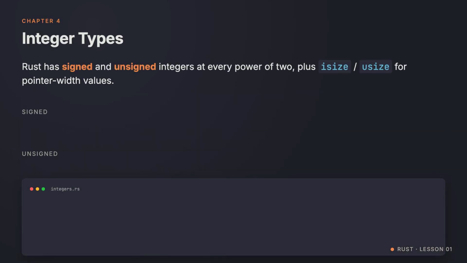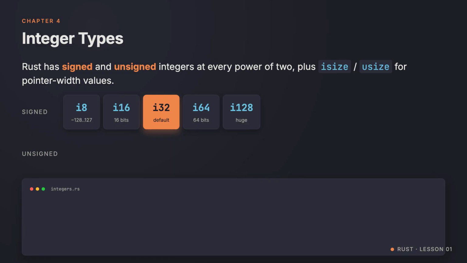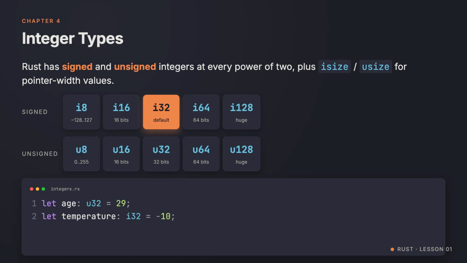Let's talk numbers. Rust has two families of integer types: signed, which can be negative, and unsigned, which cannot. The sizes are named after their width in bits: i8, i16, i32, i64, and i128, alongside their unsigned counterparts, u8 through u128. There are also isize and usize, which match the pointer width of the machine you're running on. When in doubt, reach for i32. It's the default, it's fast on modern hardware, and it's what Rust will infer when you don't say otherwise.